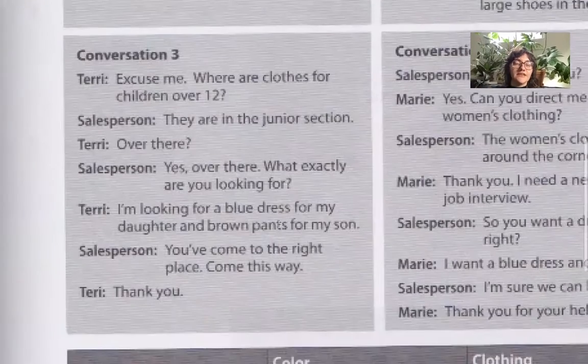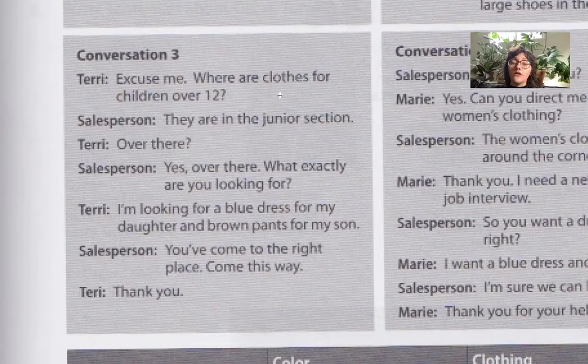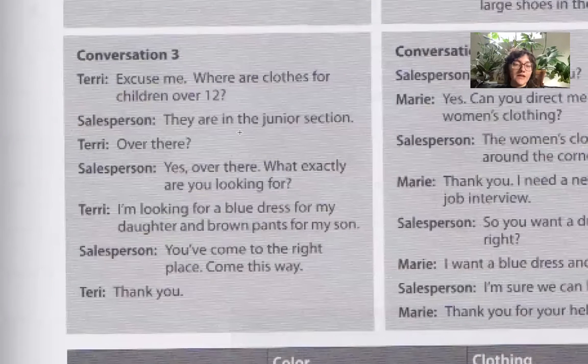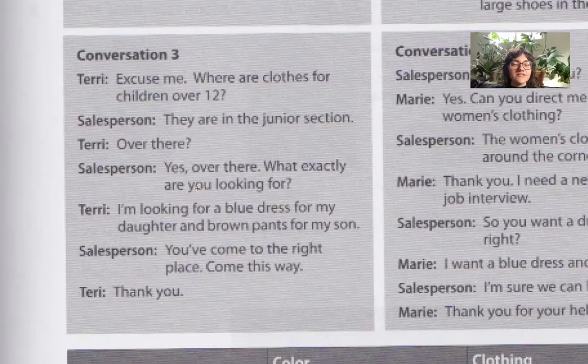Okay, now let's look at the conversation between Terry and the salesperson at the store. Excuse me, where are clothes for children over 12? And the salesperson says they are in the junior section. And Terry says, over there? The salesperson says, yes, over there. What exactly are you looking for? Terry, I'm looking for a blue dress for my daughter and brown pants for my son. Salesperson, you've come to the right place. Come this way. So Terry is looking for a blue dress and brown pants. The color of the dress is blue and the color of the pants is brown.